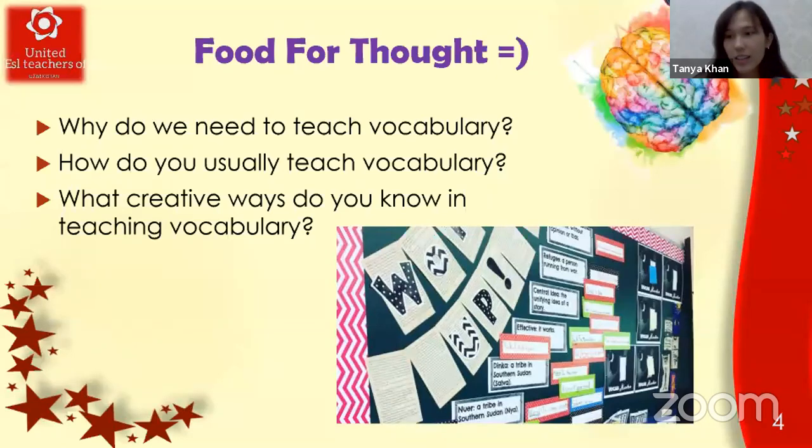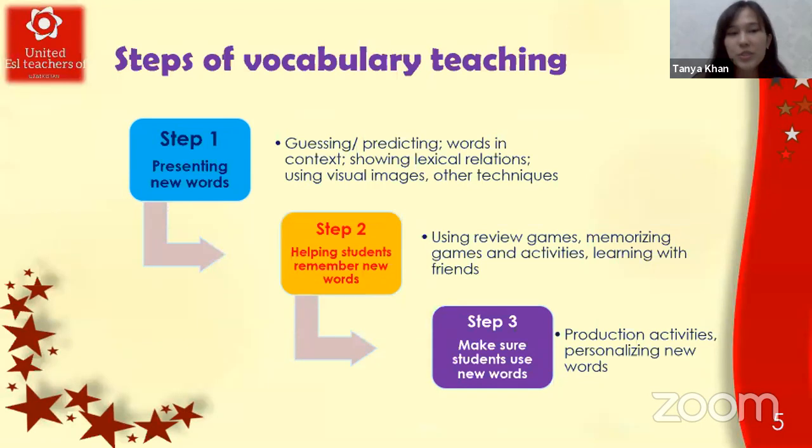Thank you everybody for your contribution to our presentation. Now let's have a look at some steps of vocabulary teaching. The first initial step of teaching any kind of vocabulary in the language is presentation of the new words, right? It might entail guessing or predicting words in the context, such as showing them videos or making them listen to specific words in songs. Showing lexical relations might be identification of prefixes and affixes, or finding the synonyms or antonyms of a word, using visual images.